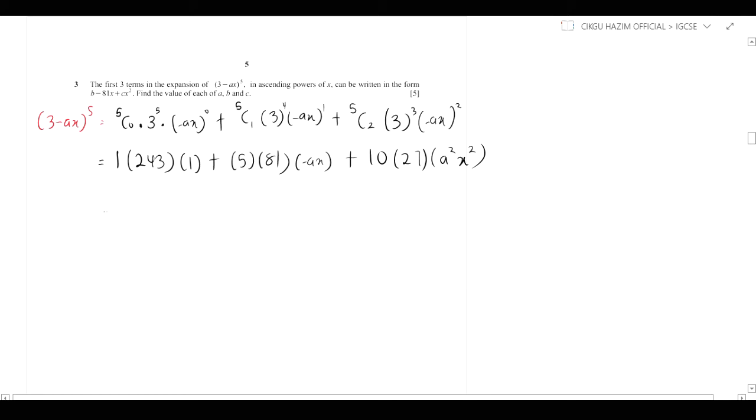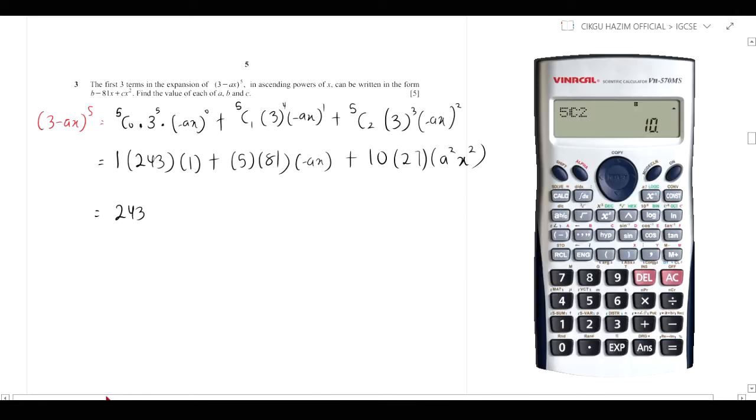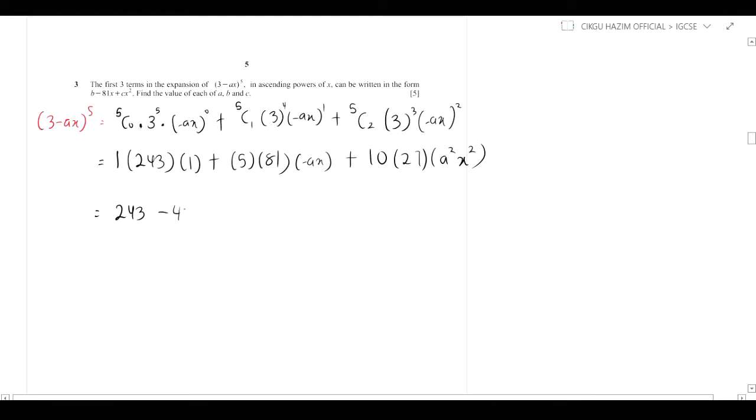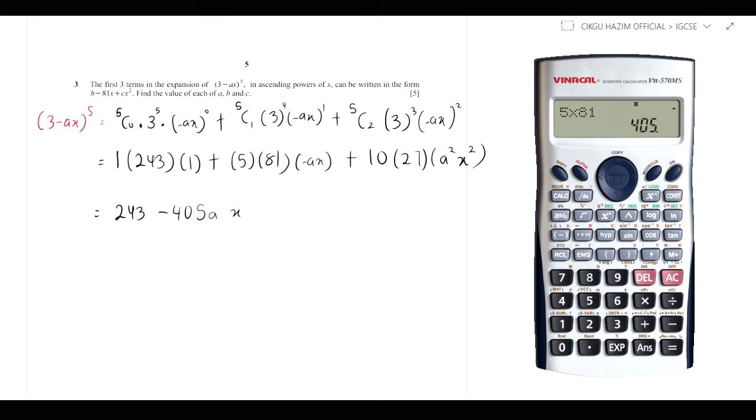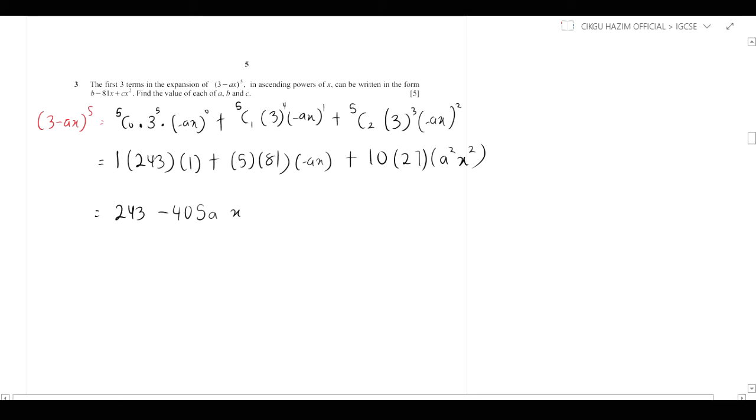Then you expand it: 1 multiplied by 243 multiplied by 1 is 243. 5 multiplied by 81 is 405, but multiplied by negative a it is negative 405ax. That's how we do it. And then expand over here: 10 multiplied by 27 multiplied by a squared is 270 a squared x squared.